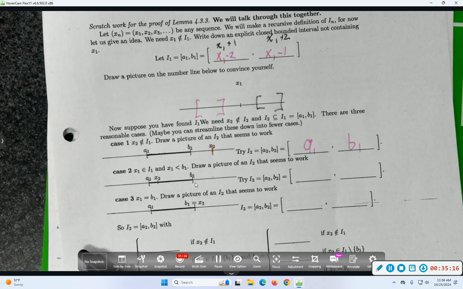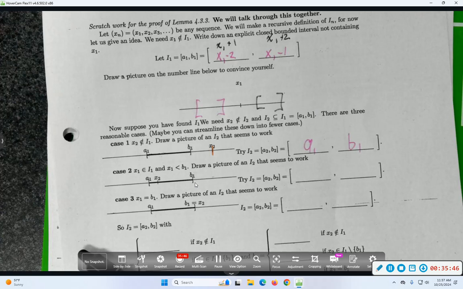Is x2, if you assume that picture, definitely not in that interval? Is that interval a subset of I1? Yeah, and that's why it's really nice that there's the line underneath the subset symbol to allow you to be equal. You don't have to make it strictly smaller. All right, so let's go on from there. Let's suppose that x2 is strictly in between a1 and b1.